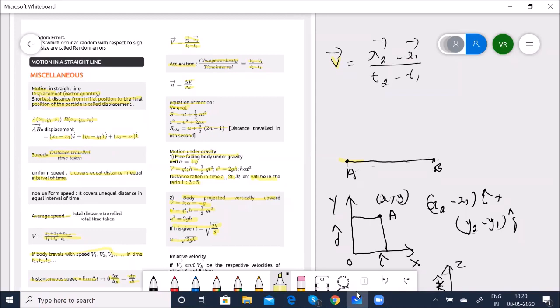That is why we are releasing these revision notes, and we are asking you to go through them every time, so that you'll be aware of all the formulas. Every time you need not go through the whole thing and derive everything, which would be a big procedure, is it not?